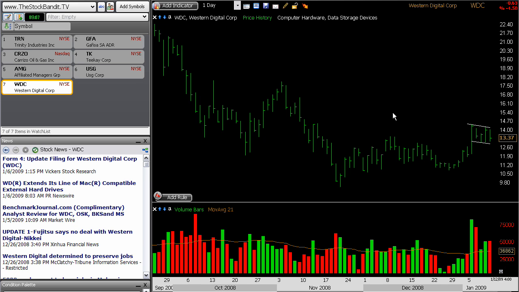Another one is Western Digital. This one rallied recently, and then it's just been staying within these two trend lines right here. Today it pulled back within that flag area, but it stayed inside of it. So this lower trend line was not violated. So Western Digital's bull flag is still intact.